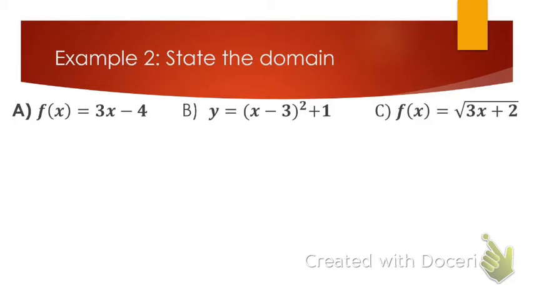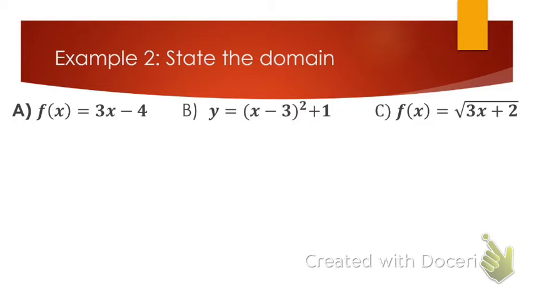So let's go ahead and copy down these first 3, and then we'll go through them together. We'll find the domain. Remember, we're looking for a red light. If you don't see a red light, the domain is all real numbers. So go ahead and copy those down, and then we'll find the domain together.